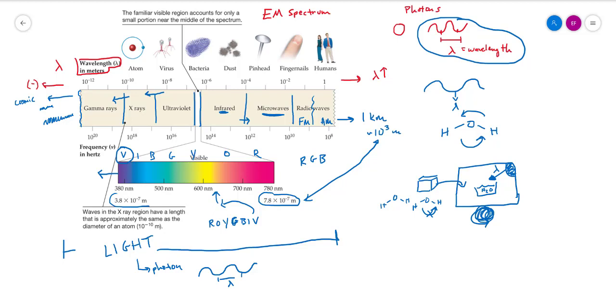Okay, so it turns out that really most of what we know about molecules and chemistry comes from using different portions of the electromagnetic spectrum and using these photons and bouncing them off of chemicals and materials, and then observing what happens. And that whole field is called spectroscopy.